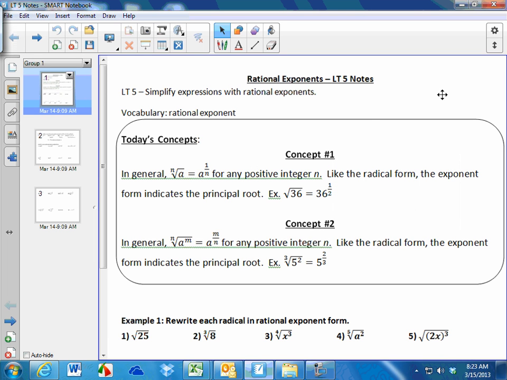So today we're talking about learning target 5, which is rational exponents. And they're real similar to the radicals that we've been talking about. You can rewrite a radical using exponents, and that's what these first two concepts are talking about. Really, concept number 2 here covers them both, but there's so many that have an x to the 1 or x to the 2 that I kind of broke it up into 2 concepts. But the number 2 concept handles every radical to exponent change. Okay? All right, so rational exponents.